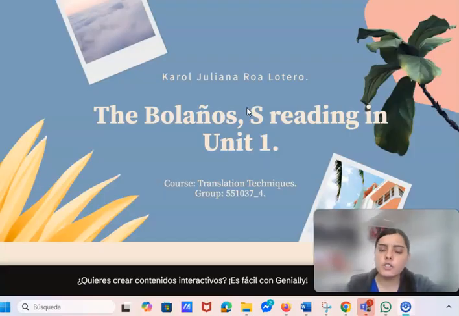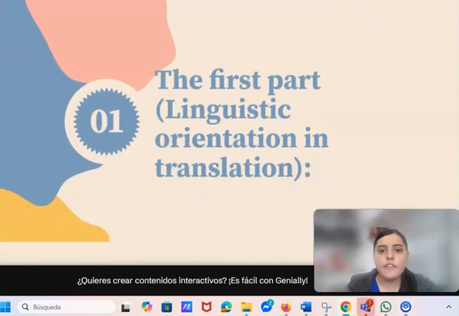I'm going to talk to you about 2 chapters that I chose from the Bolaños reading in Unit 1. I'd like to share what I learned from the 2 chapters I chose for our translation studies activity. The first part: linguistic orientation in translation.